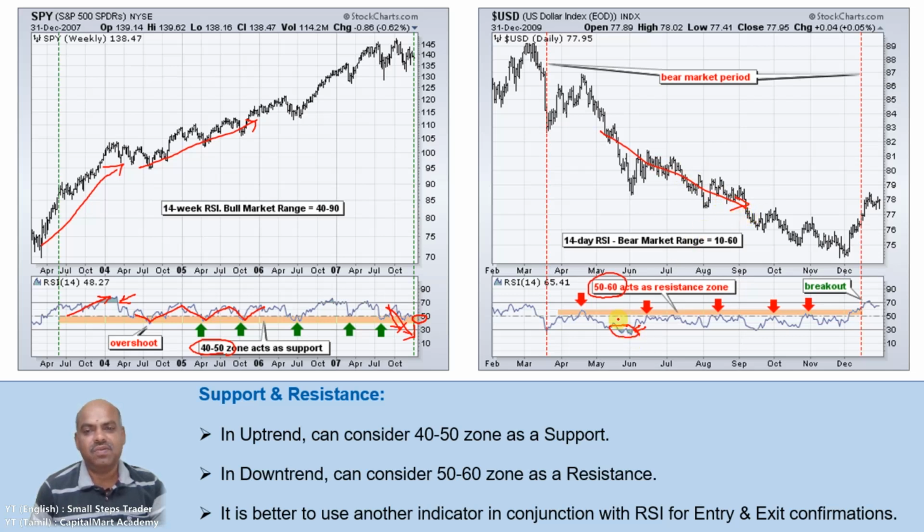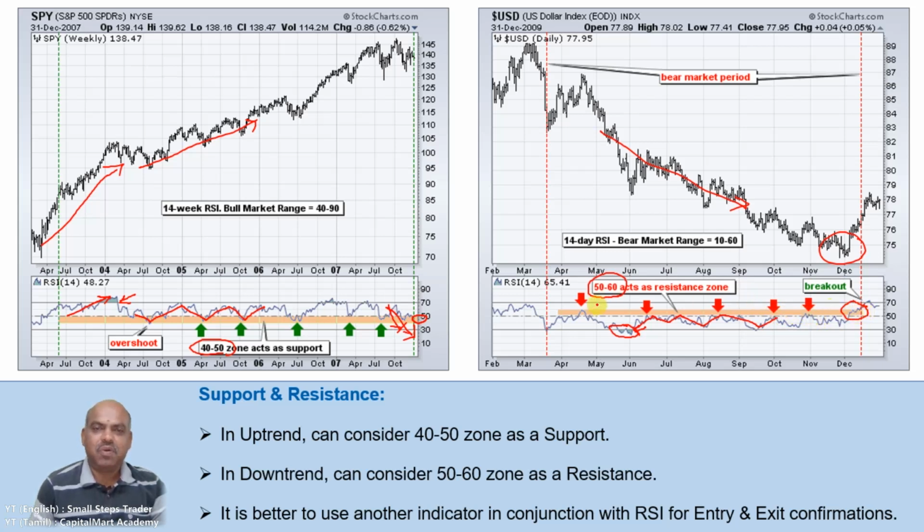So what we have to do, if you consider this zone as a resistance, is wait and hold the position. See, every time it exactly touches that and again comes down. It does not break it. Once it breaks here, exit the position. So that's how, if you use the RSI 50, 60 as a resistance zone, you lengthen your profit. You will get more profit.